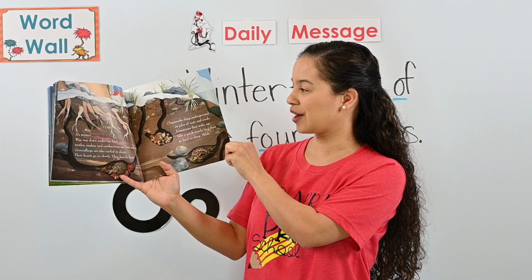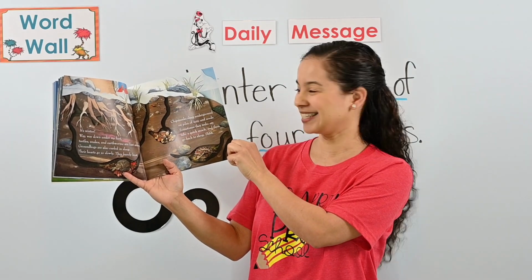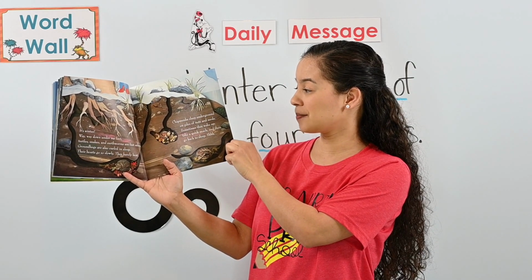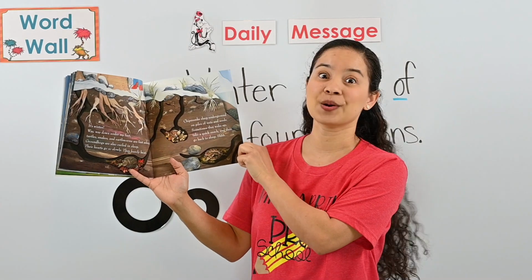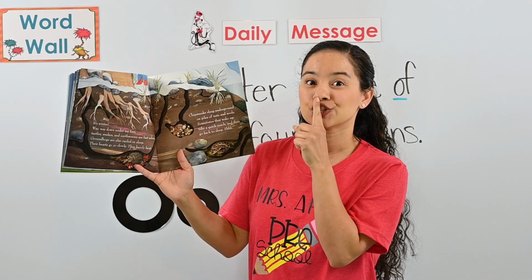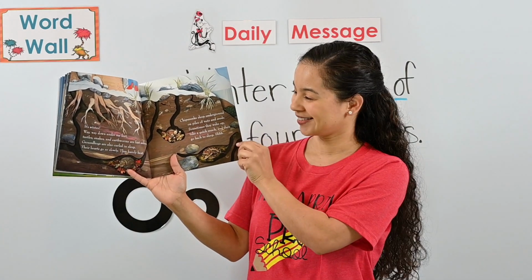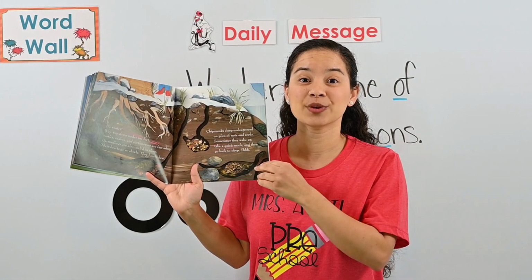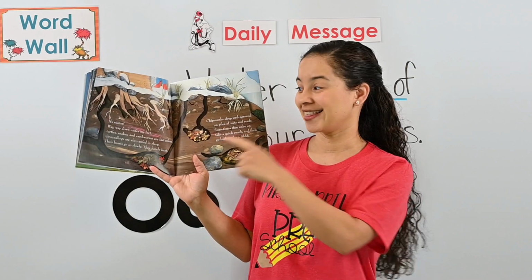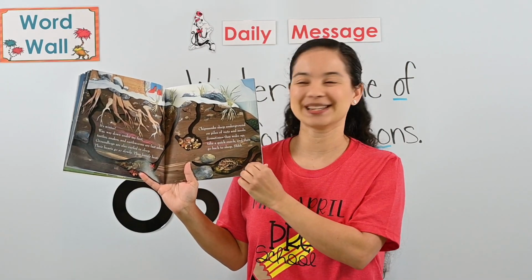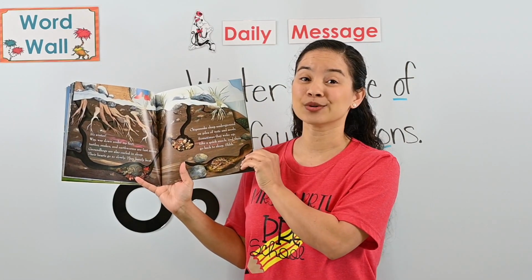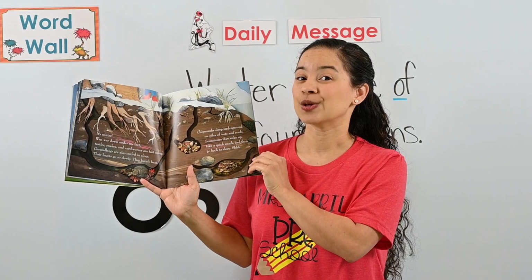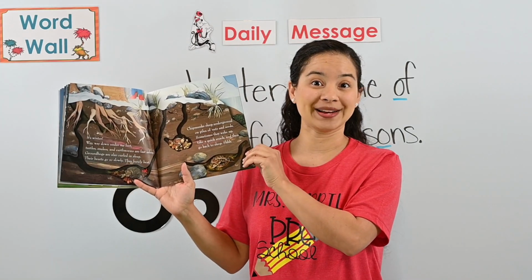Chipmunks sleep underground on piles of nuts and seeds. Sometimes they wake up, take a quick snack, and then go back to sleep. Shh. The chipmunks have gathered food and took it underground with them. So when they get hungry, they can eat and go right back to sleep. These animals don't really like the cold weather, so they stay warm by hibernating underground.